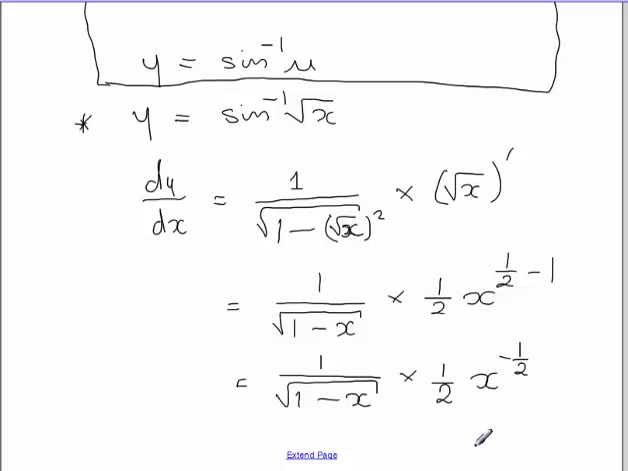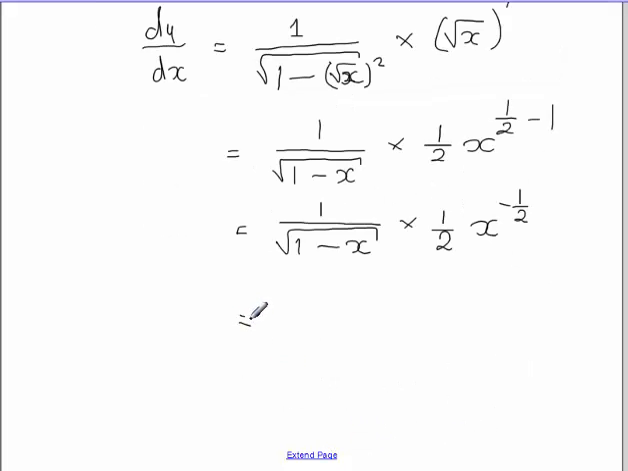Can we do further simplification? What should I write here? 1 over 1 minus x, and what else should I write? 2 root x. That is correct, I think.